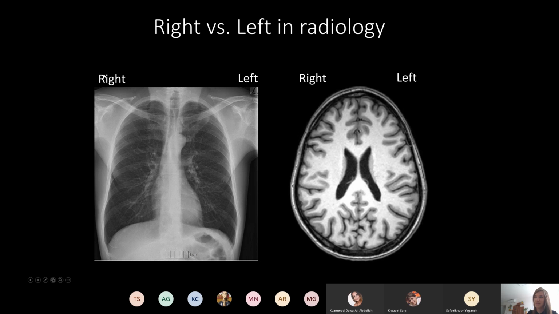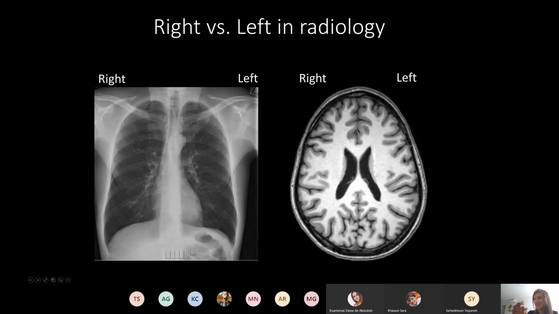So on an X-ray, can you see my mouse moving? Actually, I'm not sure if you can see this. Yes? I didn't hear you, but I hope you can see me.